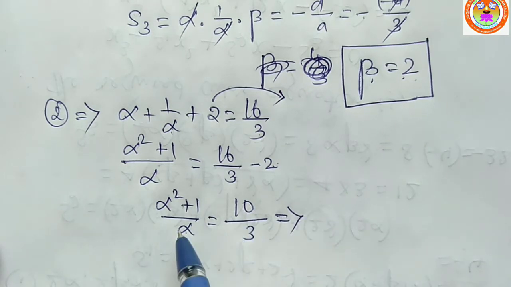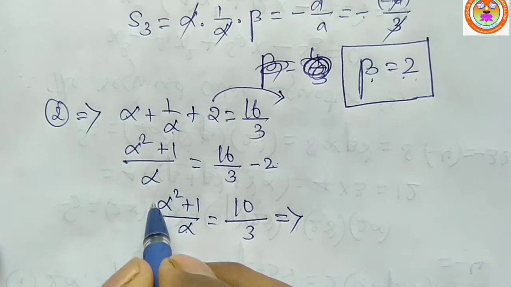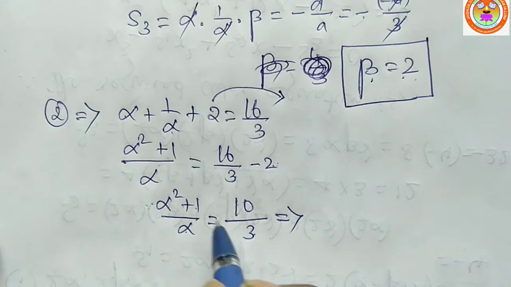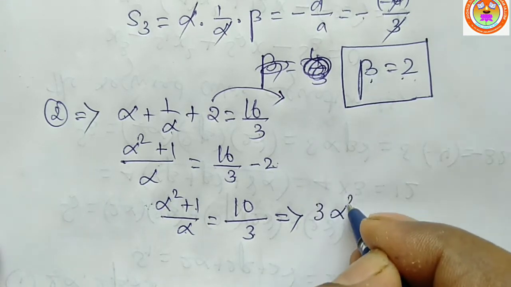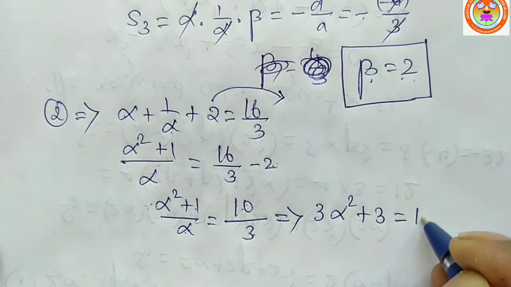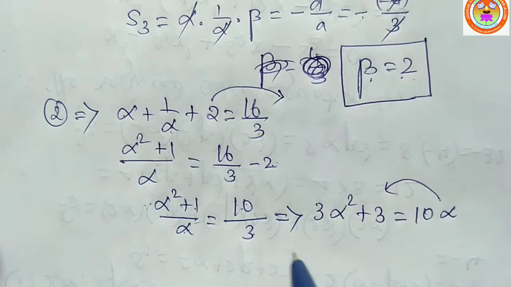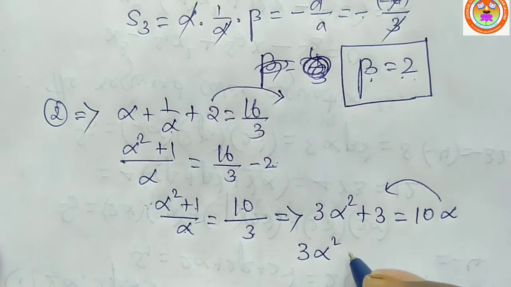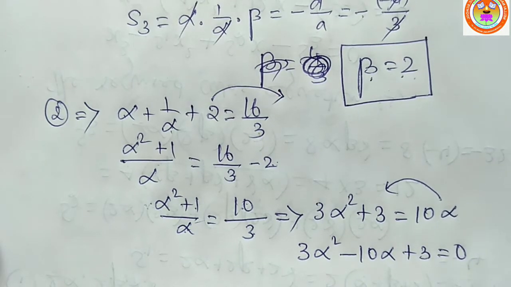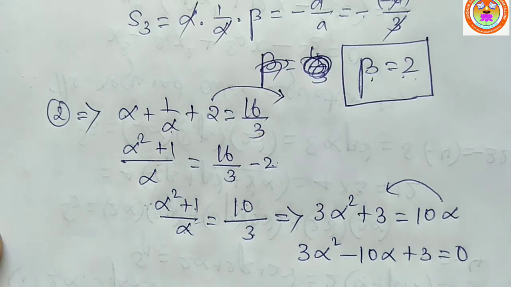If you are cross multiplying alpha and 3, this 3 is coming here. So 3 alpha square plus 3 into 1, that is 3. 3 alpha square plus 3 is equal to 10 into alpha, that is 10 alpha. Bring this 10 alpha this side. So 3 alpha square minus 10 alpha plus 3 is equal to 0. So we got one quadratic equation in alpha.